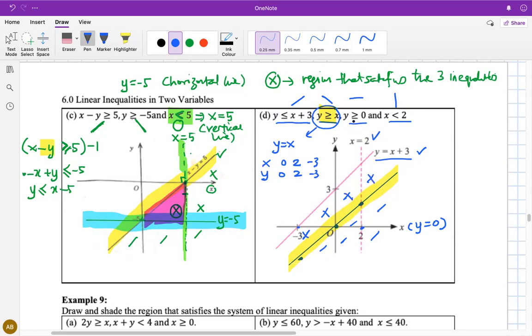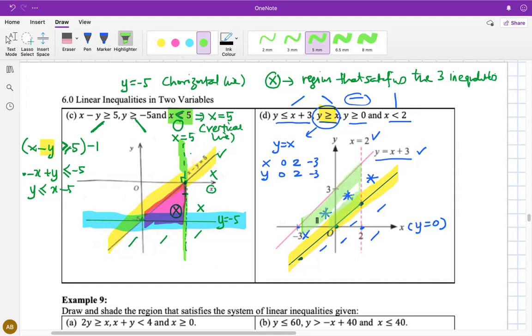Next is y bigger than or equal to 0, above the straight line y equals 0. Therefore, I use this symbol, a horizontal line. Next, among these 3, which ones are less than 2? Less than 2, there are 2 only. So I use this symbol. Therefore, I see my answer very clearly is here.